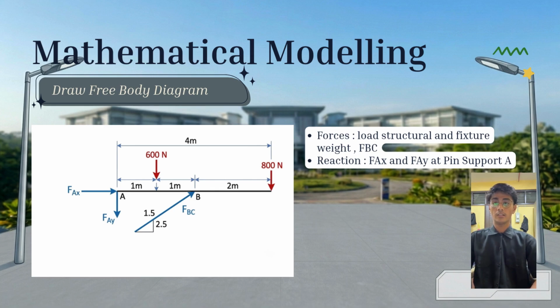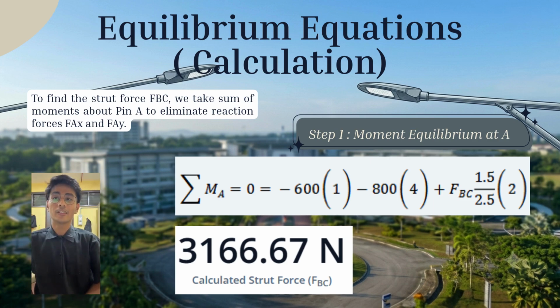Then for the reactions, we can see that point A is a pin support, so it can be moved in the x-axis and y-axis. So you will have FAX and FAY.